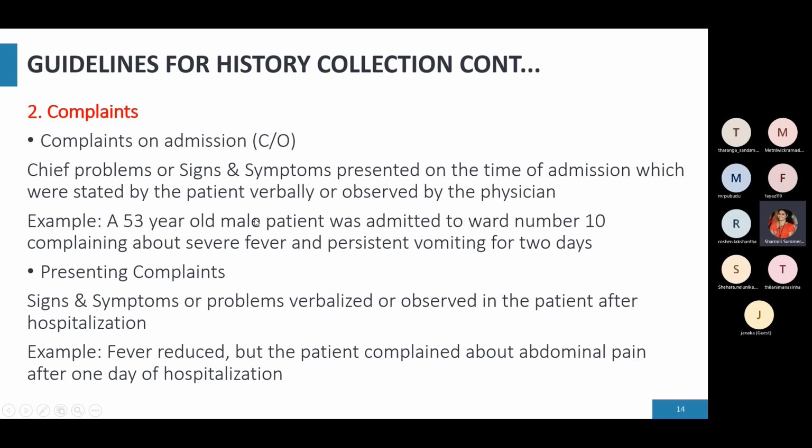A 53-year-old male patient was admitted to ward number 10 complaining of severe fever and persistent, meaning continuous, vomiting. So he had fever and continuous vomiting for 2 days. Once you ask the patient, now tell me what problems you had when you were admitted for the first time to the hospital, the patient may tell you, when I came and was admitted, I had severe fever and I had 2 days of continuous vomiting.